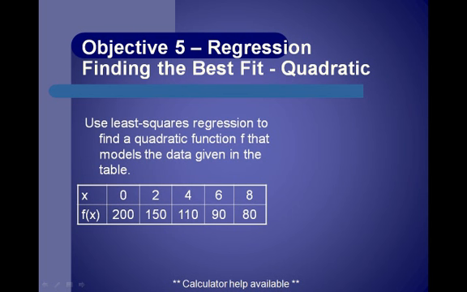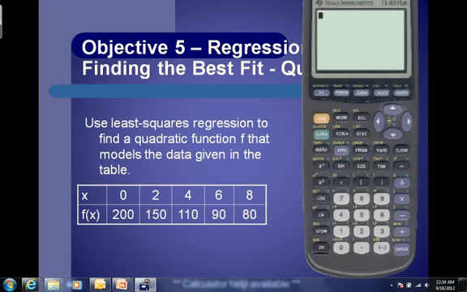Now for Objective 5, regression, finding the best fit for a quadratic function. Remember, we used the least squares regression to find the line of best fit back when we did linear functions. So now we're going to use the least squares regression to find a quadratic function that models the data given in the table. To do this on our calculator, we're going to go to Stat, we are going to Edit, and we are going to enter the X values in as L1, so we would have 0, 2, 4, 6, and 8. For our Y's, our L2's, we're going to have 200, 150, 110, 90, and 80.